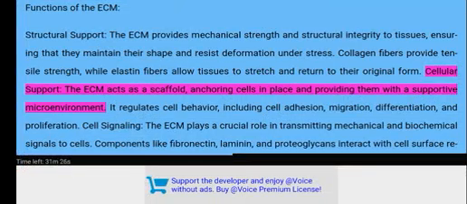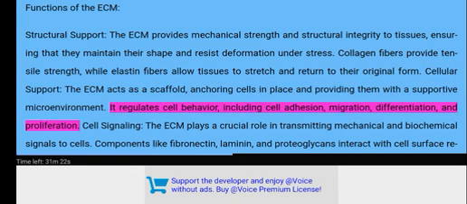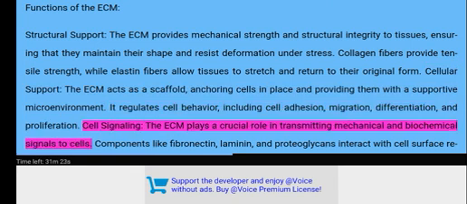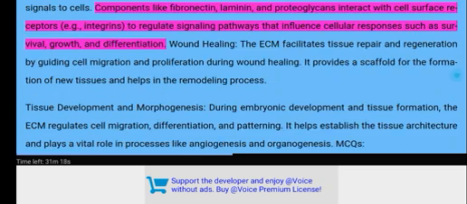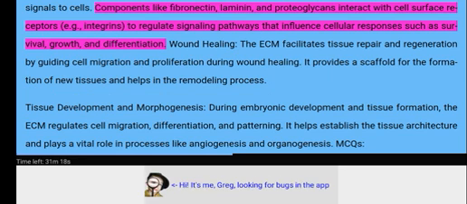The ECM acts as a scaffold, anchoring cells in place and providing them with a supportive microenvironment. It regulates cell behavior, including cell adhesion, migration, differentiation, and proliferation. Cell signaling. The ECM plays a crucial role in transmitting mechanical and biochemical signals to cells. Components like fibronectin, laminin, and proteoglycans interact with cell surface receptors, e.g., integrins, to regulate signaling pathways that influence cellular responses such as survival, growth, and differentiation.